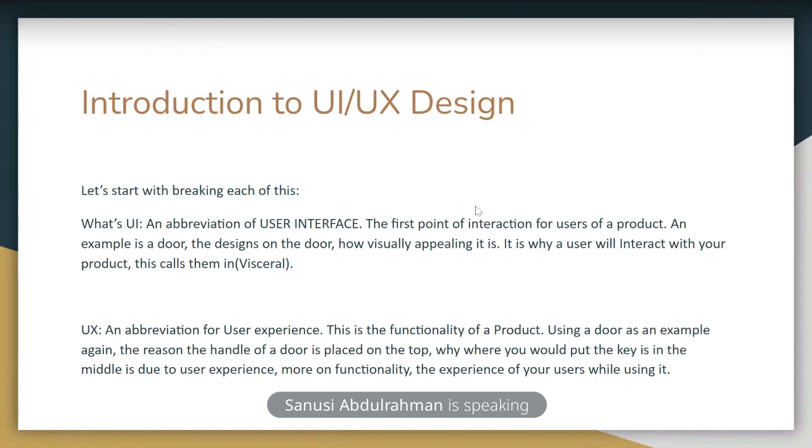Introduction to UI UX design. We start by breaking down each of the terminologies, each of the abbreviations. What is UI? What is UX? UI is an abbreviation of user interface, your first point of interaction with the product. So let's say this desktop screen you are looking at, the buttons here, you can interact with some other elements, you can click on this screen. Basically, it's an interface.